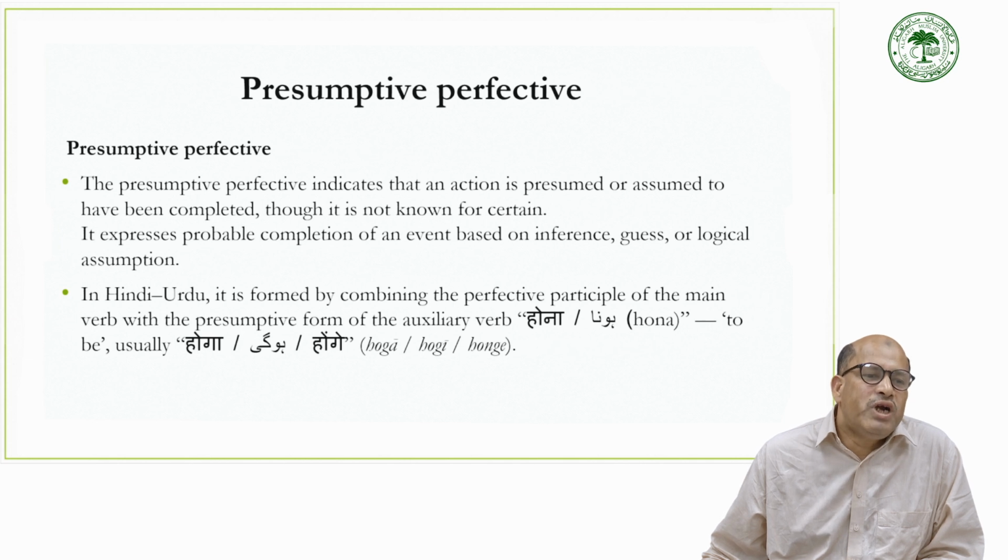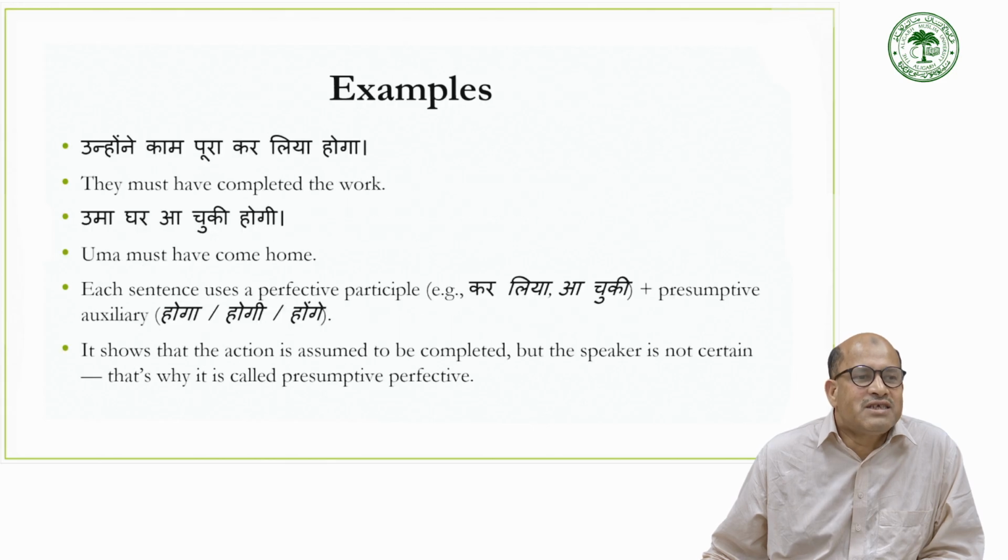In Hindi Urdu, it is formed by combining the perfective participle of the main verb with the presumptive form of the auxiliary verb hona, and usually it is hoga or honge or hongi, depending upon the gender and number of the subject. उन्होंने अपना काम पूरा कर लिया होगा. They must have completed the work. So, उमा घर आ चुकी होगी. In this example, Uma must have come home.